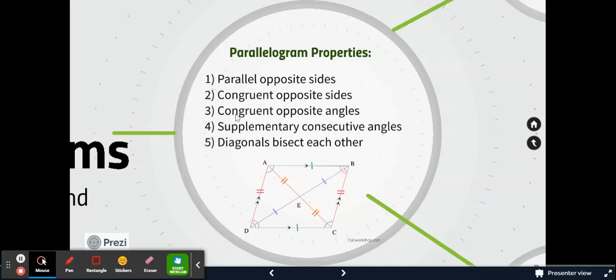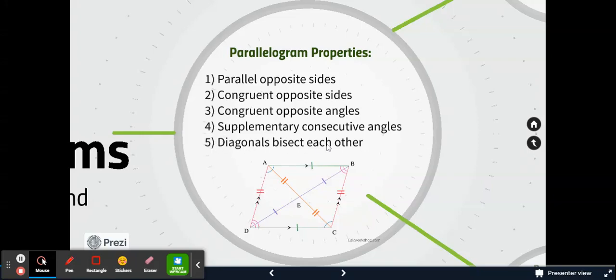They will also have congruent opposite angles. So we can see that angle DAB is marked congruent to angle BCD, and angle ABC is marked congruent to angle ADC. Also, they'll have supplementary consecutive angles. Now, it's difficult to mark this on a diagram. What this would mean is that, for instance, angle BAD and angle ADC, they're consecutive angles. They would be supplementary or add up to 180 degrees.